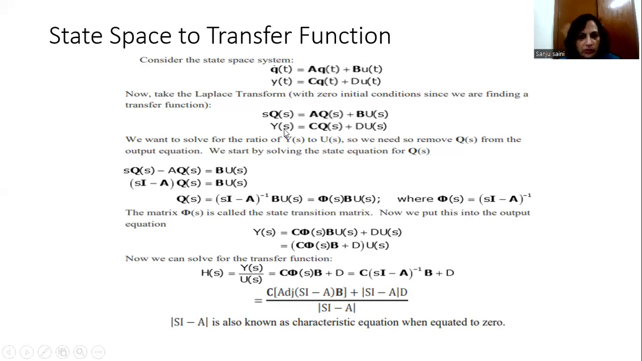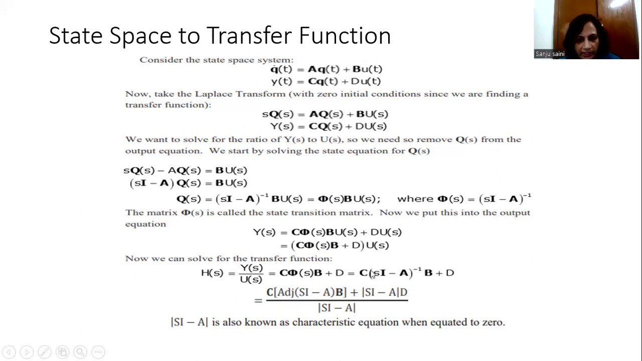And when we substitute it, Y(s) will be equal to C into Q(s) is equal to what? Q(s) is phi(s) into B into U(s). We just substitute over here. Here we are getting the output. So now we can get the transfer function that is equal to Y(s) divided by U(s). Y(s) is equal to this. When it gets divided by U(s), we get C into phi(s) into B. So this is equal to C into (SI minus A) inverse, because phi(s) is equal to (SI minus A) inverse. C (SI minus A) inverse into B plus D.